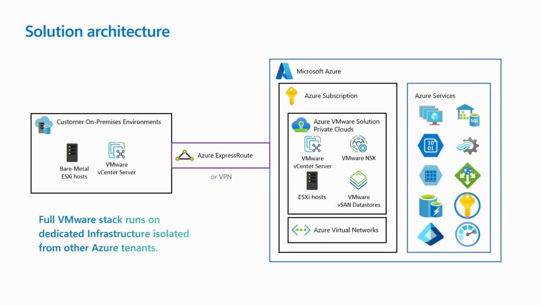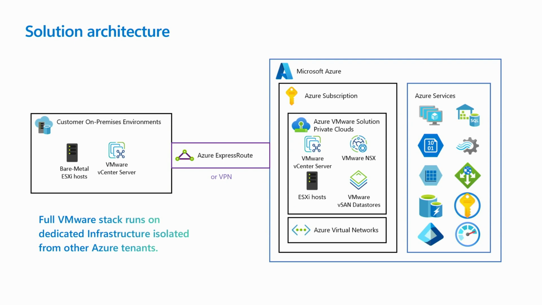So here's just how the solution works. You have your on-prem environment where you have vCenter running, bare metal ESXi hosts, and on the right, within Azure, you have the same exact thing. Bare metal ESXi hosts running with the vCenter, vSAN, all that storage. But now you're closer to Azure services. So you still have to create a connection into Azure, but you're on that fast backbone.